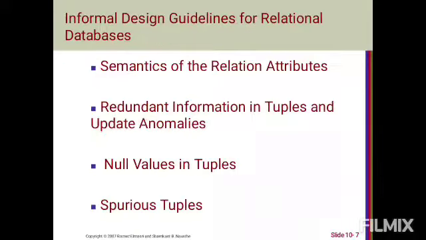Next we look at the informal guidelines for database design. Mainly we focus on four guidelines. Guideline number 1 is semantics of relational attributes, redundant information in tuples and update anomalies, reducing the null values in tuples, and disallowing the possibility of generating spurious tuples. These are the informal measures of the quality of relational schema design. We look at each and every point.